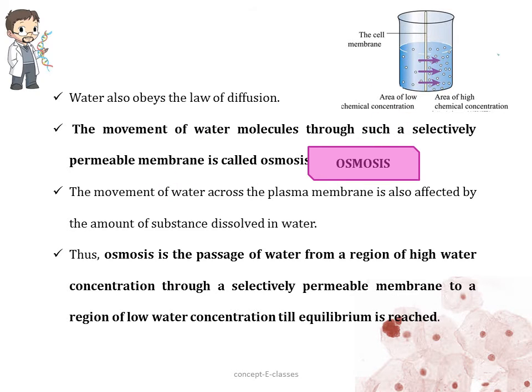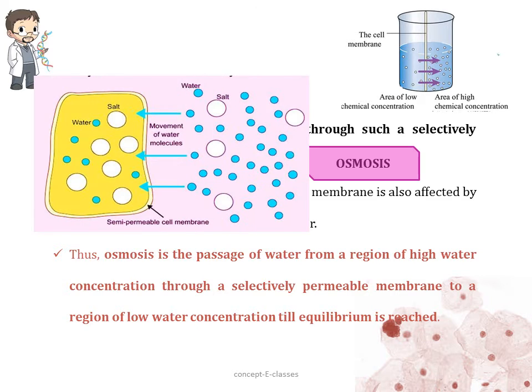Okay, and this movement of water across the plasma membrane is also affected by the amount of substance dissolved in the water. That is, this movement of water depends on the concentration of any substance dissolved inside the water. Thus we can say that osmosis is a passage of water from a region of high water concentration through a selectively permeable membrane to a region of low water concentration till the equilibrium is reached.